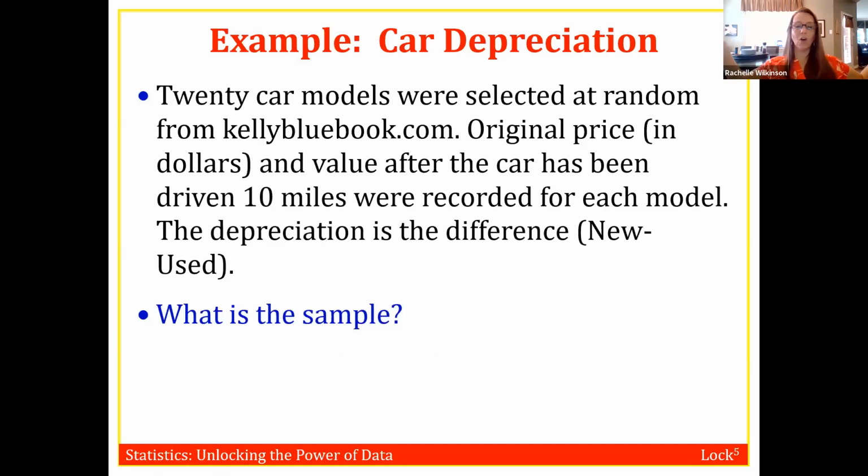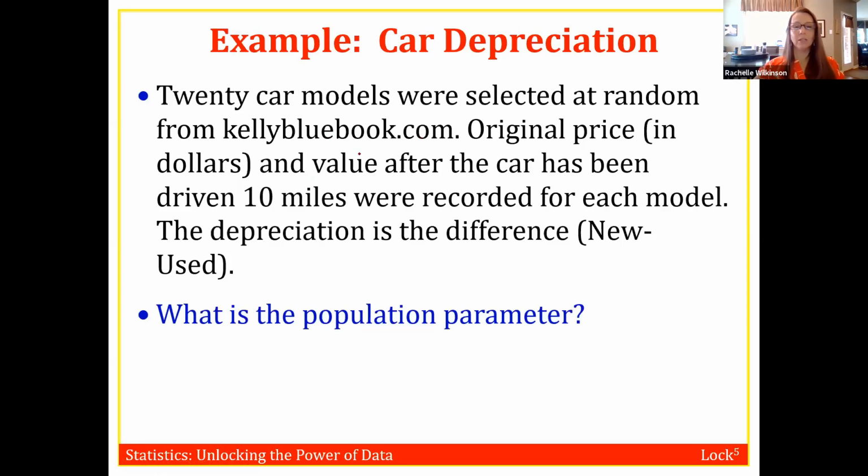So our population is all car models. The sample is the 20 car models that we actually took measurements from on kellybluebook.com. All right, so next let's talk about the parameter, okay?